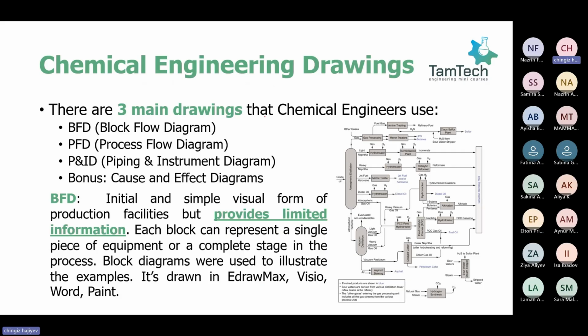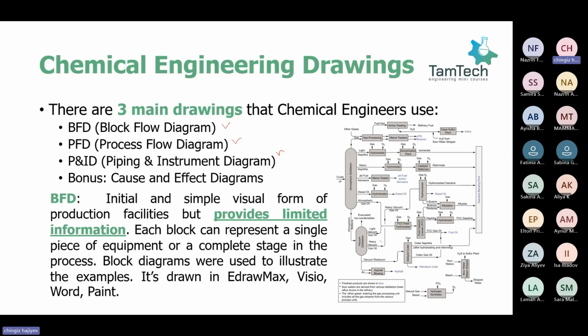Main chemical engineering drawings include BFD, PFD, and PNID. BFD is the simplest one. And also bonus, we have cause and effect, which I will talk about later. Okay, firstly, we need to start from block flow diagram, so-called BFD. What is that? As you already saw in the quiz, it is an initial and simple visual form of production facilities, but provides only limited information.